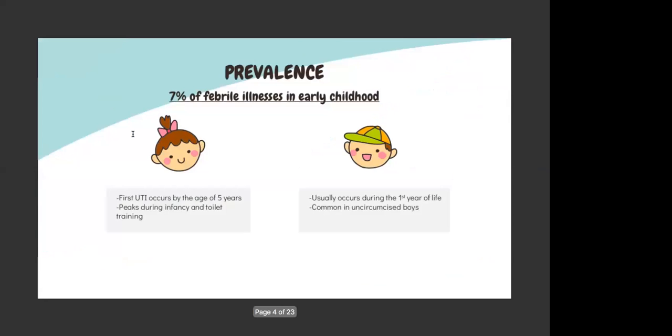So this is the prevalence of UTI in childhood. UTI comprises 7% of febrile illnesses in early childhood, and the prevalence varies with age. In girls, the first UTI usually occurs by the age of 5 years, with peaks during infancy and toilet training. While in boys, most UTIs occur during the first year of life, and it's common in uncircumcised boys. Before the age of 2 years, 2.1% of girls and 2.2% of boys will have had a UTI.